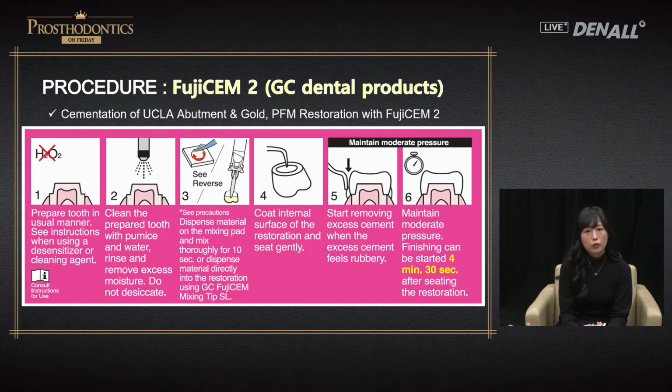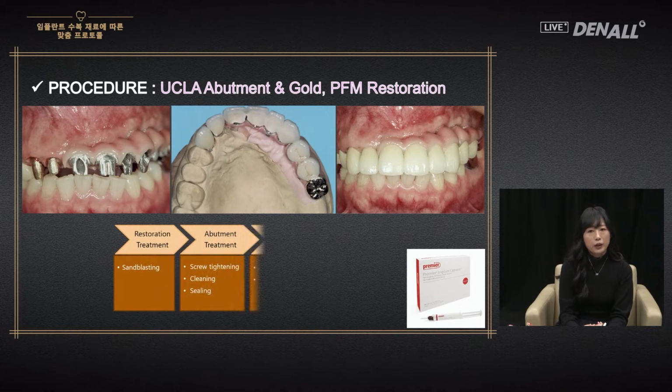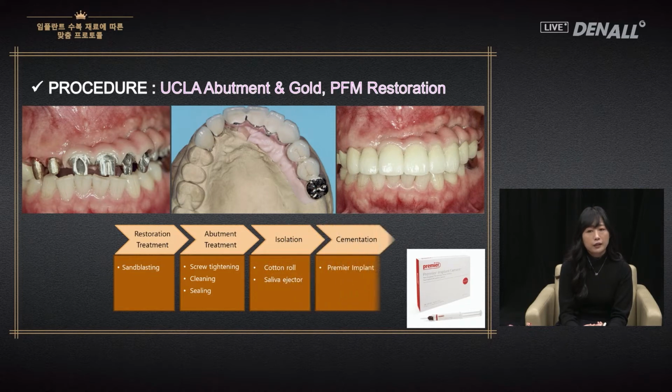Mix Fujicem 2, dispense it on the restoration. Once the cement becomes rubbery, remove excess cement. After final cementation, remove excess cement. Check the occlusion as well as marginal fitness. In summary, for gold and PFM restoration, you need to do sandblasting and, if necessary, use the products. Connect the UCLA abutment, clean it, seal, isolate the abutment, and cement it using Premier Implant cement.